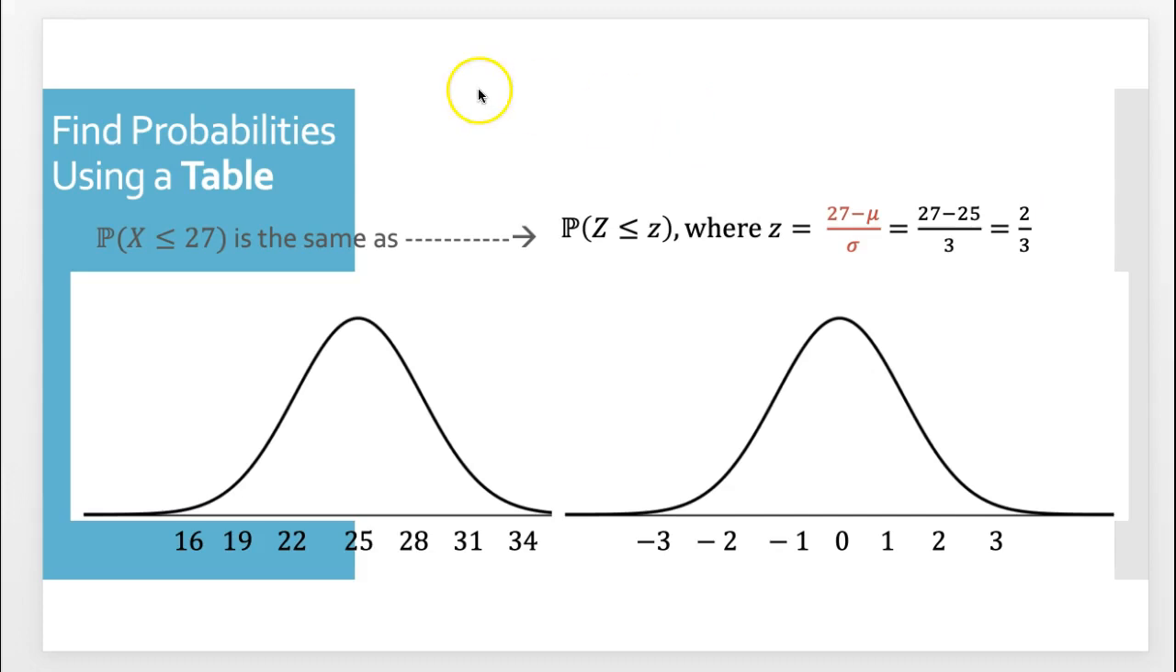But anyway, here in this probabilities table, the probability of x being less than or equal to 27 is the same as the probability of z being less than or equal to z, where z is the z-score. So 27, subtract the mean, divide by the standard deviation. If we're doing BMI here, the mean is 25 and the standard deviation is 3, and then we get 2/3 here, right?